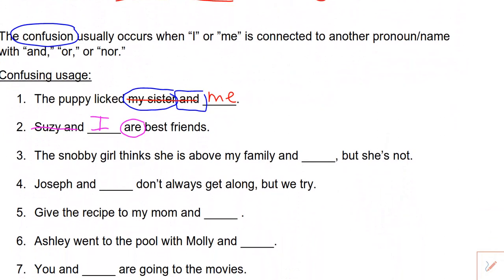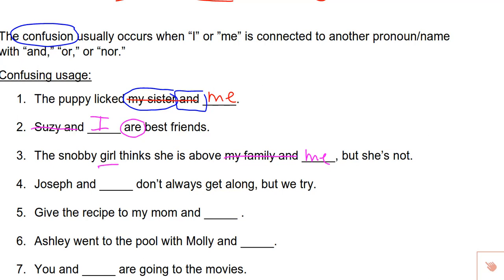Let's take a look at another example. "The snobby girl thinks she is above my family and blank, but she's not." Let's get rid of the confusing part, my family, and try to answer it without that. "The snobby girl thinks she is above me, but she is not." In this case, me is the object and girl is the subject.